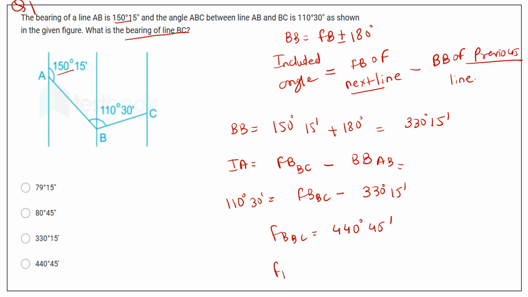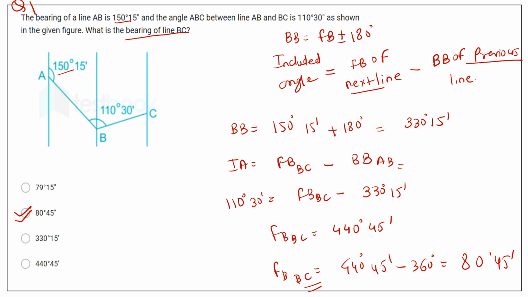Then this fore bearing of BC is more than 360 degree, so that's why we subtract 360 degree from this value. Here we get 80 degree 45 minutes as the fore bearing of BC. So option number second is correct here.